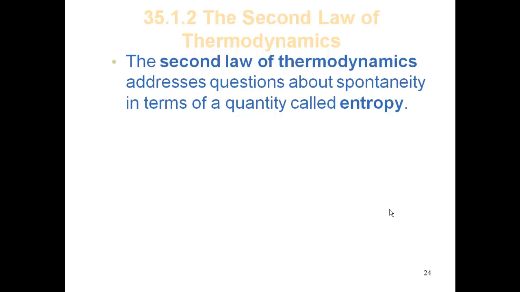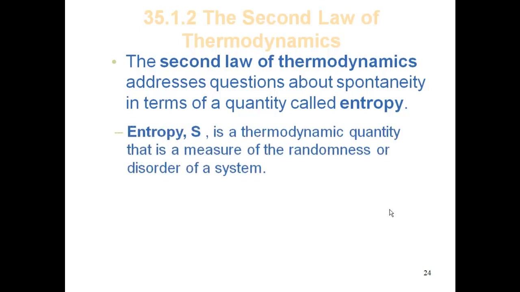the quantity called entropy. Entropy, which is symbolized with a capital S, is a thermodynamic quantity that is a measure of the randomness or disorder of a system. Now, this is a simple version of the definition of entropy. There's a more complex one, which is more complex than what we're going to cover in this class. We're going to focus on just the randomness or disorder of a system when we're talking about entropy in this class.